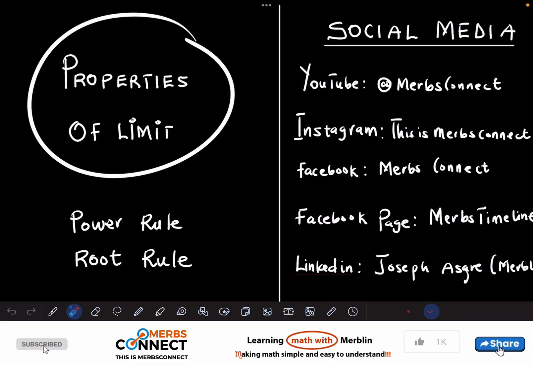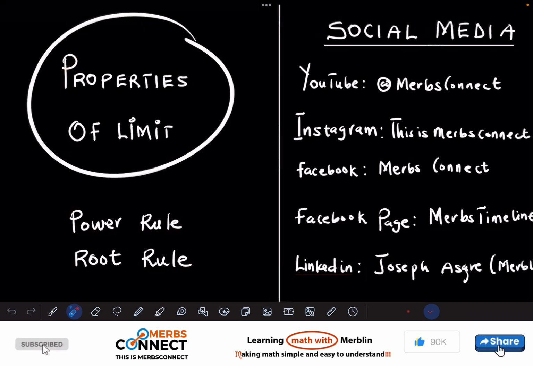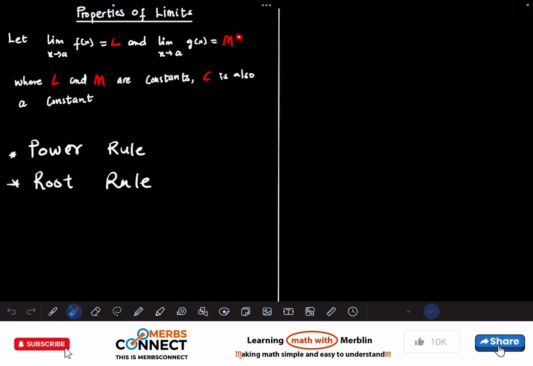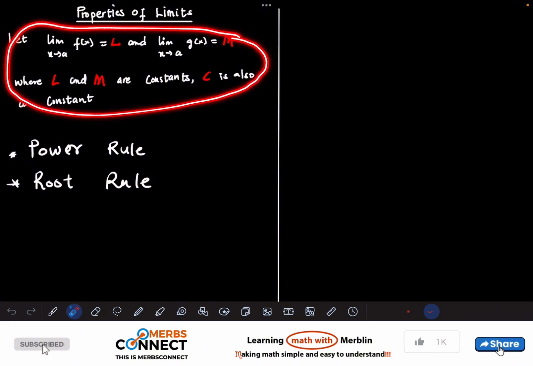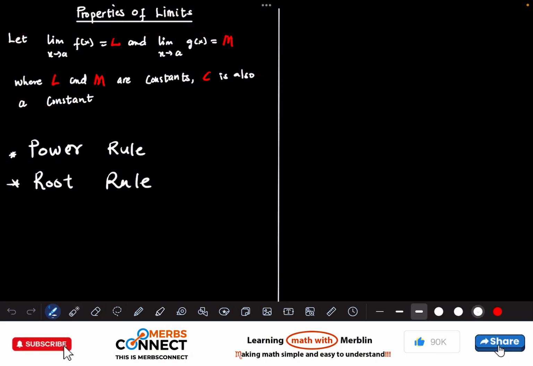In this video, we are going to talk about the power rule and root rule under the properties of limit. Let's jump right in. Same assumptions we have here. Now we want to talk about the power rule. So what is the power rule?